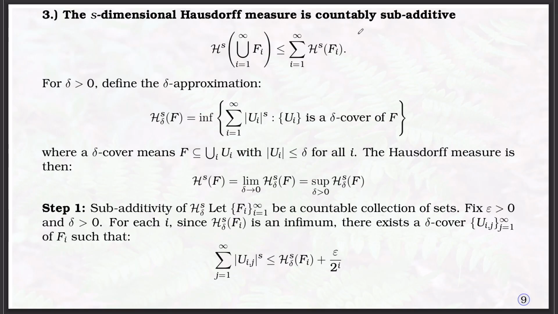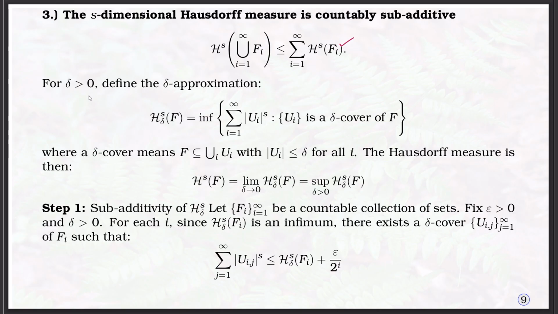Now the s-dimensional Hausdorff measure is countably subadditive. In the construction of the s-dimensional Hausdorff measure, we proved that if we take the F_i's as disjoint Borel sets, it is countably additive. Now, if instead of Borel sets we take F_i as arbitrary sets, we need to prove that the s-dimensional Hausdorff measure is countably subadditive. That means H^s of the union of F_i is less than or equal to the summation of H^s of F_i.